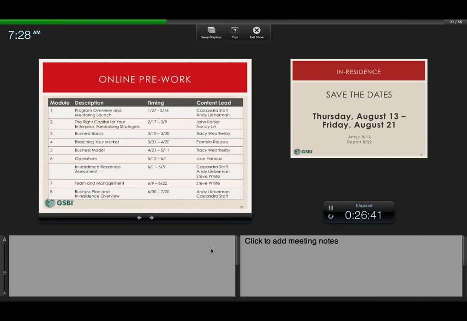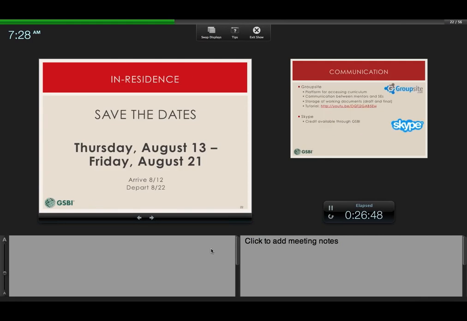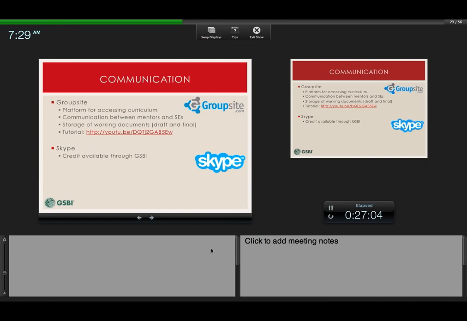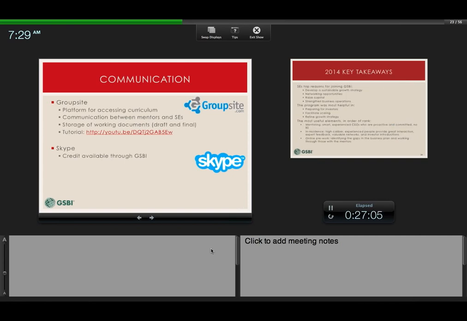So this is a snapshot of the 8 modules that you'll be working on before you get here in August. As I mentioned, Andy will talk more about those. So this is just a peek, and we'll come back to this. Don't forget to mark your calendars for Thursday, August 13th through Friday, August 21st. That means we'd like you to arrive on Wednesday, August 12th, and depart on Saturday, August 22nd. So please save the dates for that.